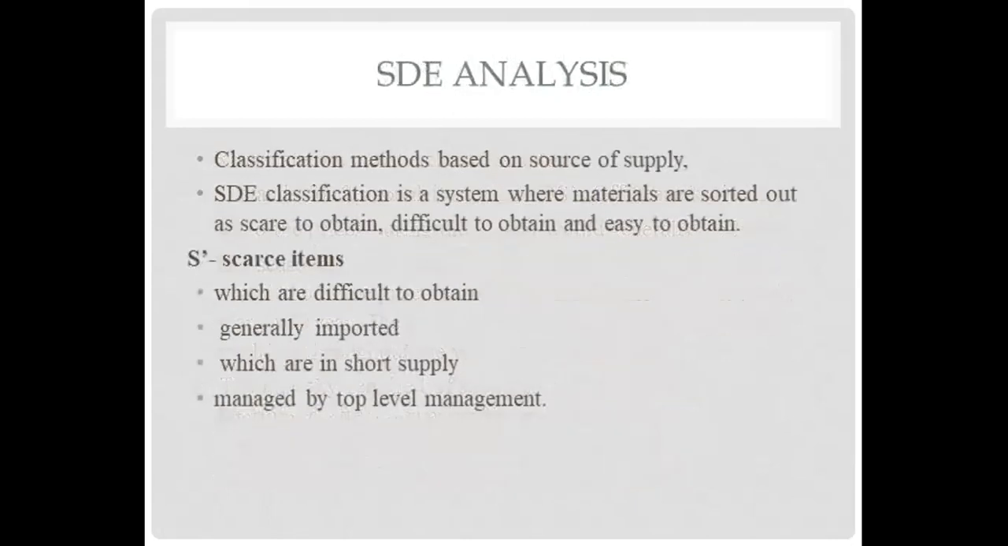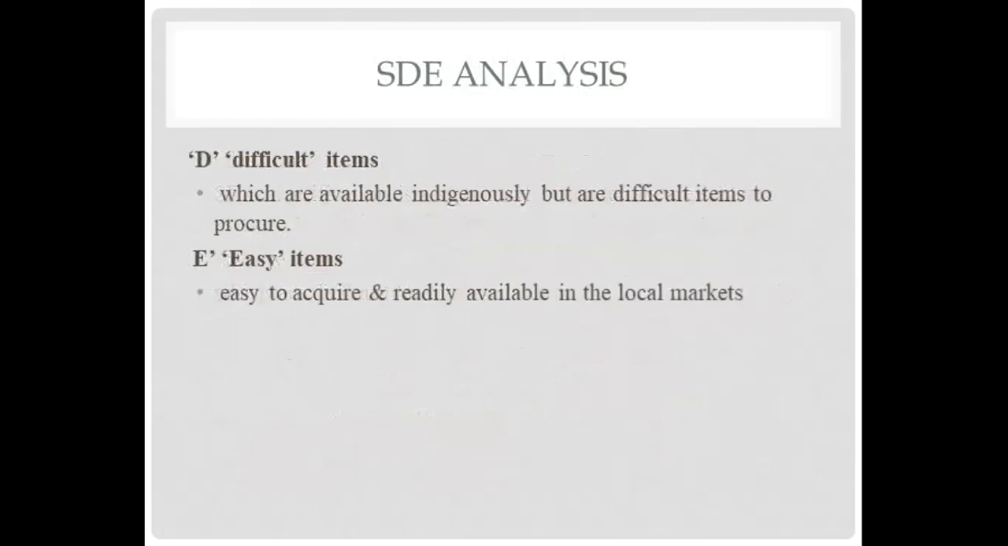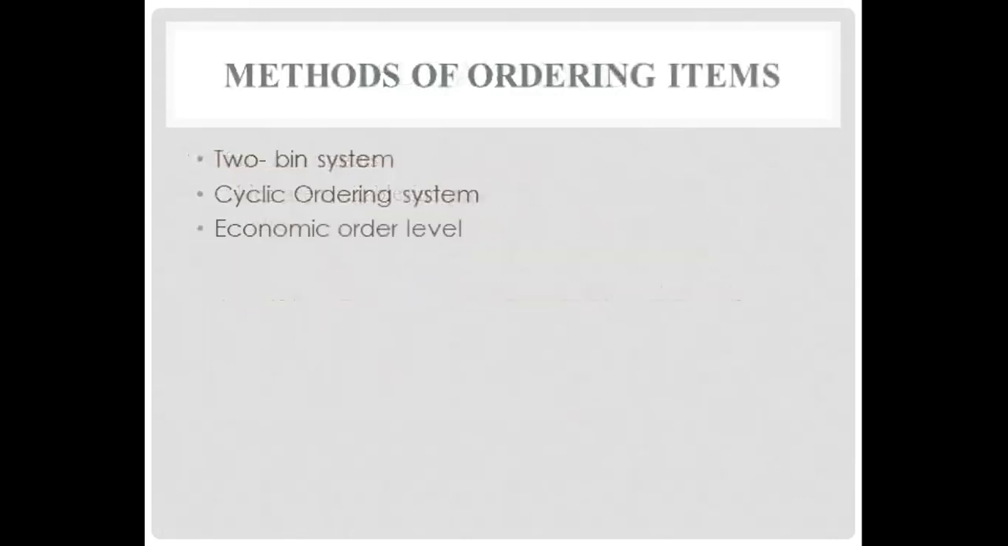Another is SDE analysis. Classification is based on source of supply. SDE classification is a system where materials are sorted as scarce to obtain, difficult to obtain, and easy to obtain. S is scarce items which are difficult to obtain, generally imported, and D is difficult, which are available indigenously but are difficult items to procure. E is easy items, which are easy to procure and readily available in the local market.